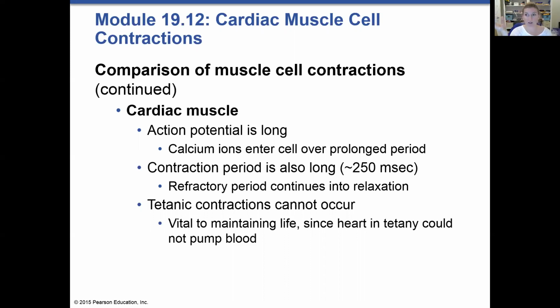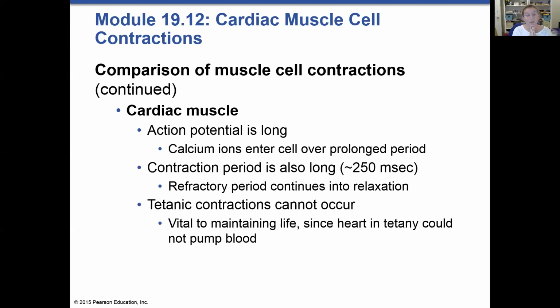That's how our heart muscle does not undergo wave summation or treppe or any of those differing contractions that skeletal muscles can have. Our cardiac muscles don't have that because our calcium ions are delayed and very slow to move in and out. That makes our refractory period very long.